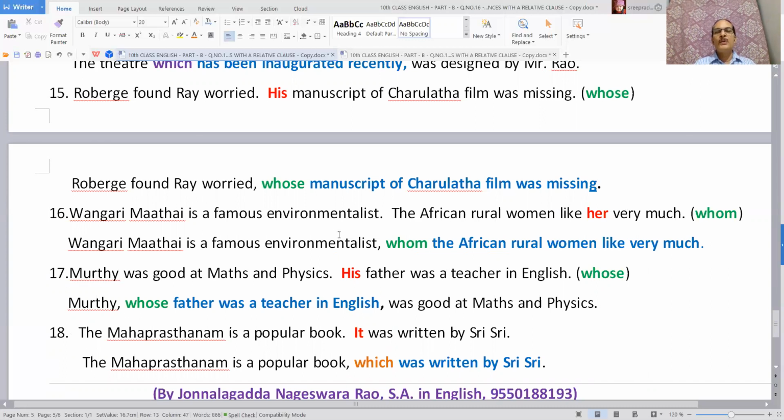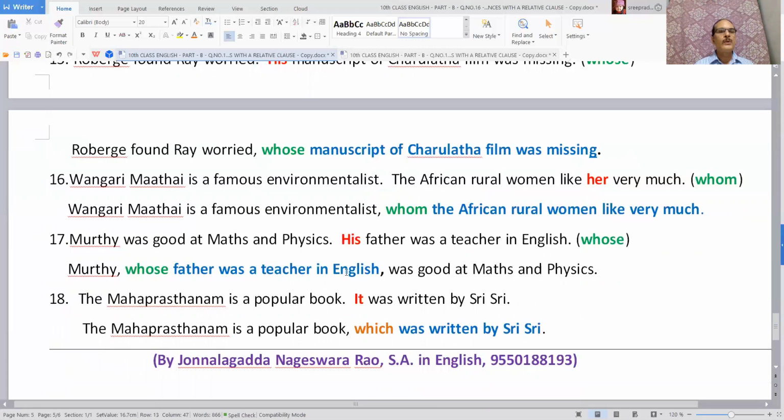Wangari Maathai is a proper noun. So when a proper noun is given, what do we have to do? We have to write the first sentence, because the two subjects are different. Wangari Maathai is a famous environmentalist. Put a comma here, then it becomes independent of its meaning. To add extra information to it, you just use whom in place of her. Whom the African rural women like very much. So whom the African rural women like very much becomes a non-defining relative clause.